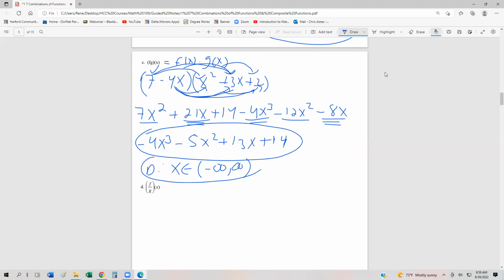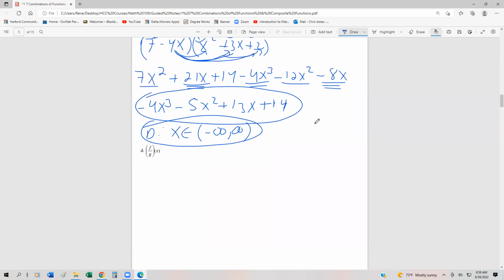Okay. All right. Now, the last of these does have a domain restriction because we're going to divide. All right. And so remember, we have 7 minus 4x. And by the way, this is the same as f of x divided by g of x. And so we're going to have 7 minus 4x, and then we're going to divide that by x squared plus 3x plus 2.